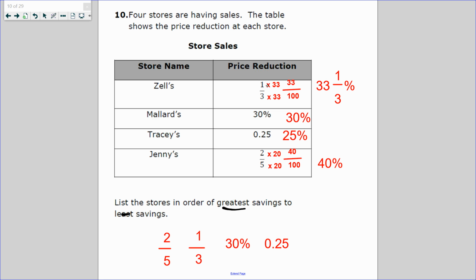Well, we just did 1/3 earlier. 1/3 is times 0.33, so it's about 33%, or 33 1/3%. 30% is 30%. 25% is 25%. 2/5 is about 40%. So put it from greatest, so 40%, then 33 1/3%, then Mallard's, then Tracy's. I really should have done this 33.3, 33.3, 33.3. I'm going to have to fix that up.